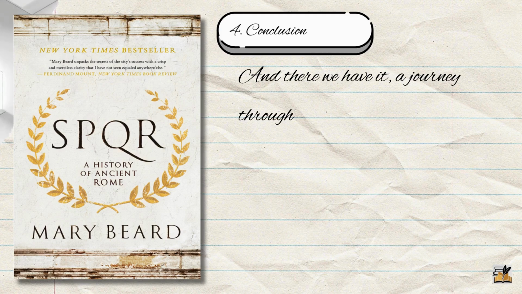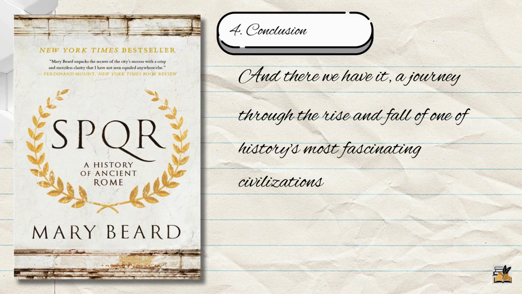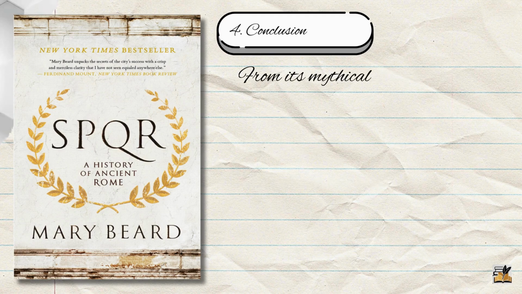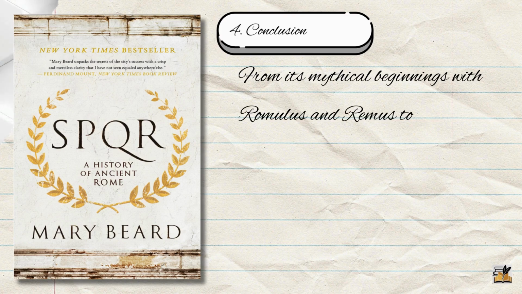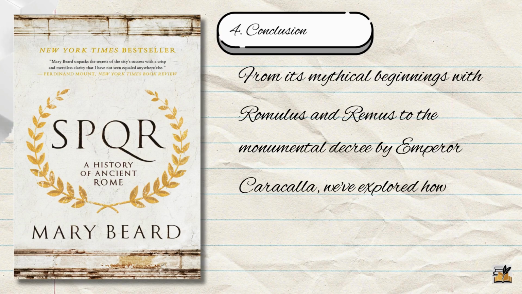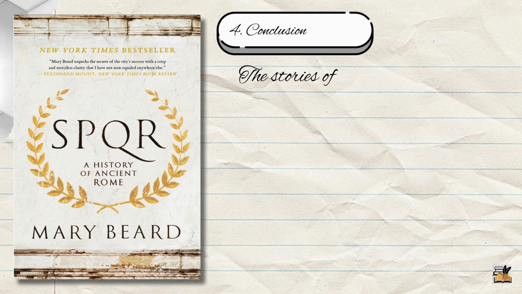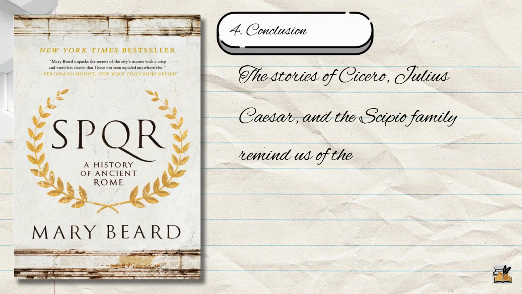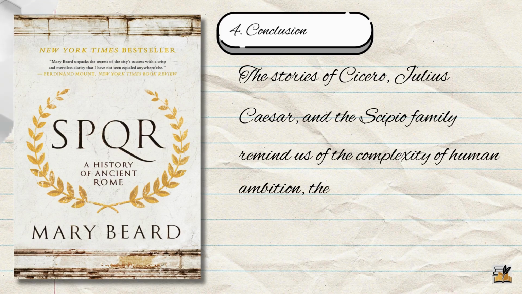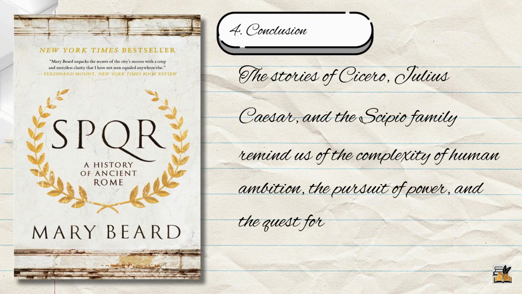A journey through the rise and fall of one of history's most fascinating civilizations, ancient Rome. From its mythical beginnings with Romulus and Remus to the monumental decree by Emperor Caracalla, we've explored how Rome's legacy continues to shape our world today. The stories of Cicero, Julius Caesar, and the Scipio family remind us of the complexity of human ambition, the pursuit of power, and the quest for a lasting legacy.